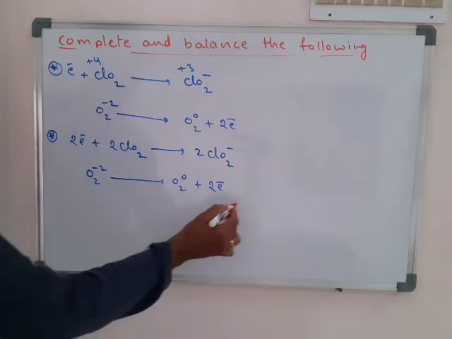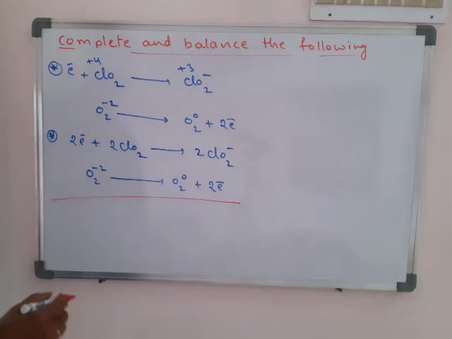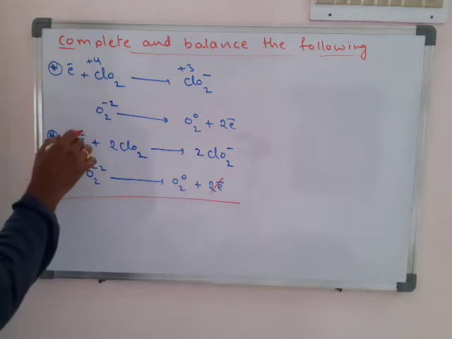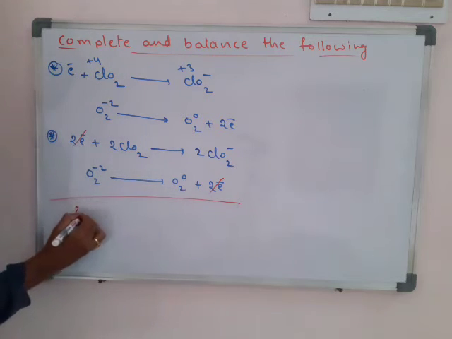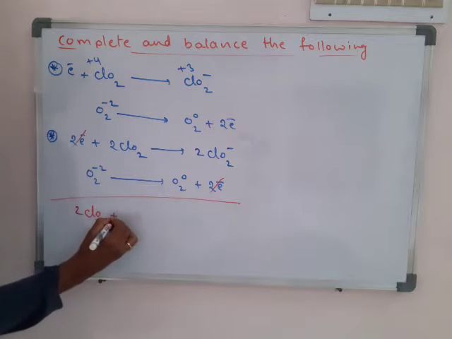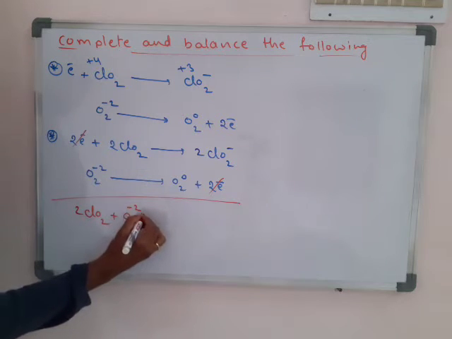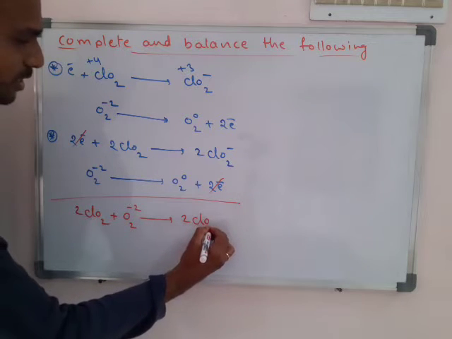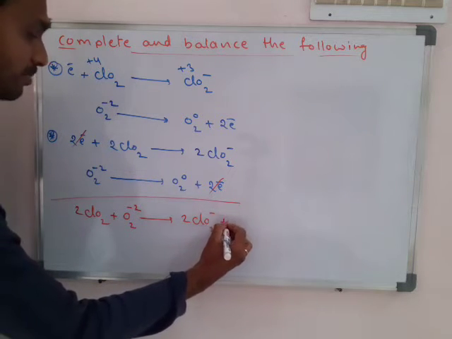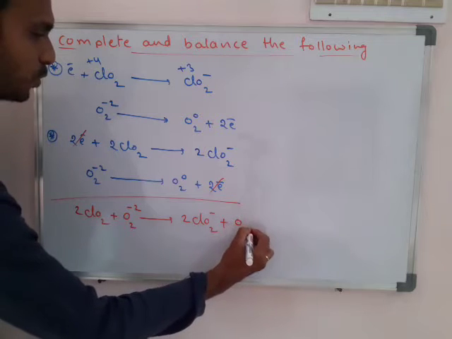So which method balances the electrons first? That is the oxidation number method. So you can use any method. So here I am using the oxidation number method. 2ClO2 plus O2 2- gives 2ClO2 minus plus O2 with power 0.